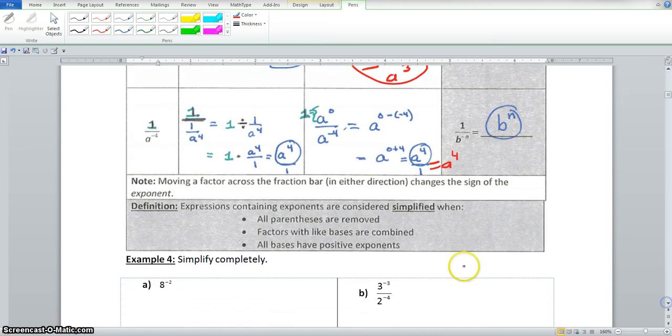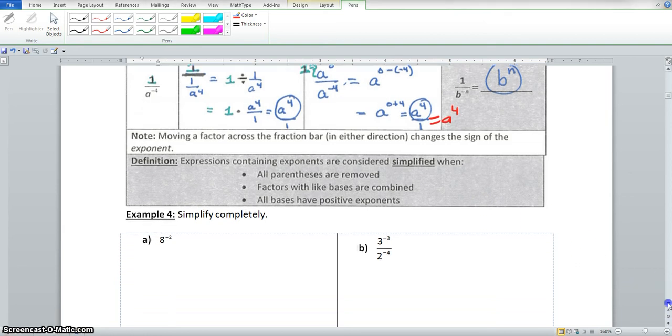Now, it says note, moving a factor across the fraction bar in either direction changes the sign of the exponent. Definition: expressions containing exponents are considered simplified when all parentheses are removed, factors with like bases are combined, and all bases have positive exponents. So that means you cannot have an answer that has a negative exponent.